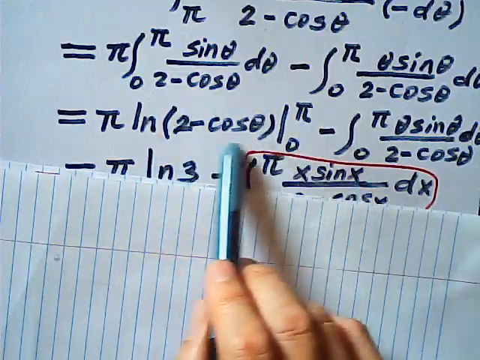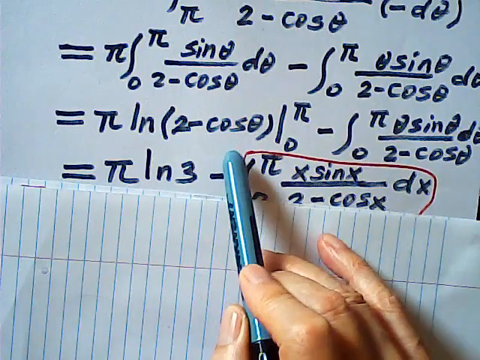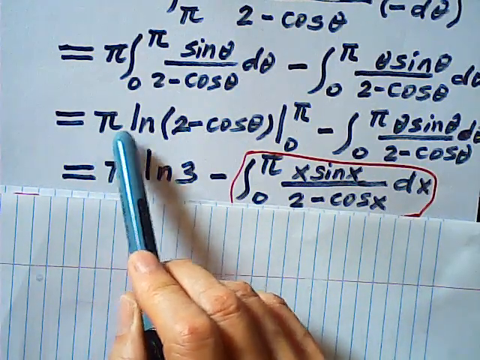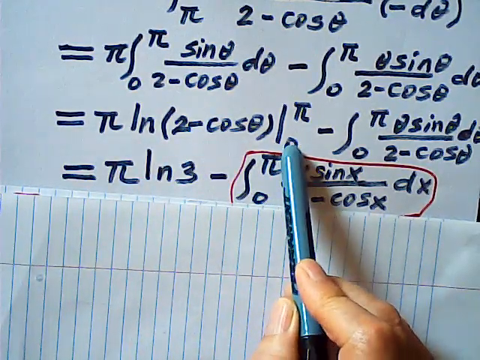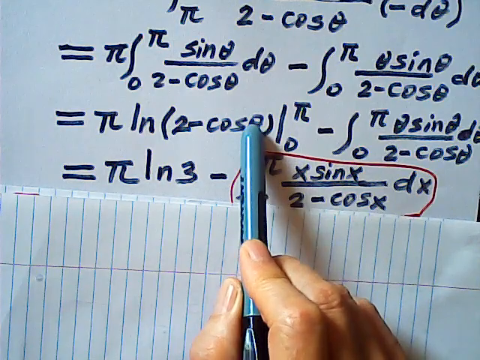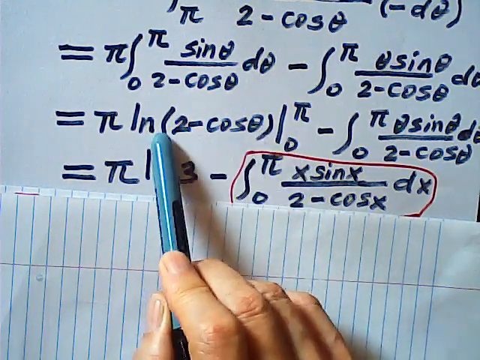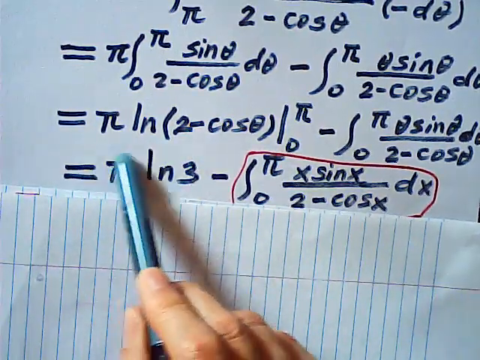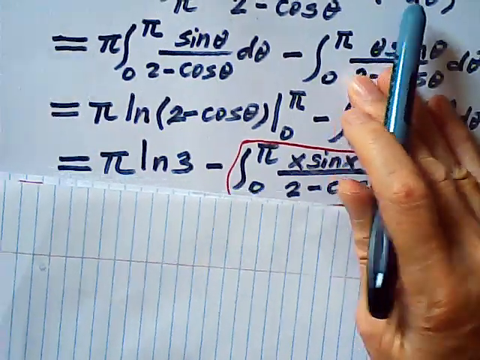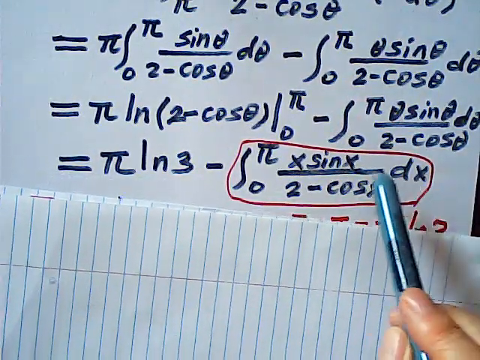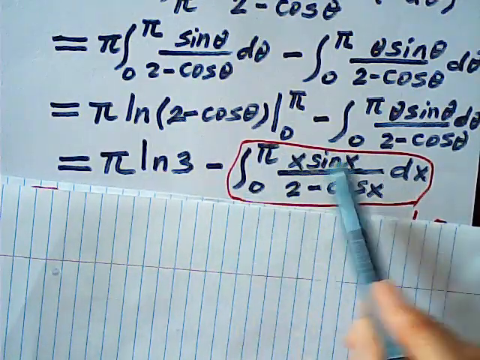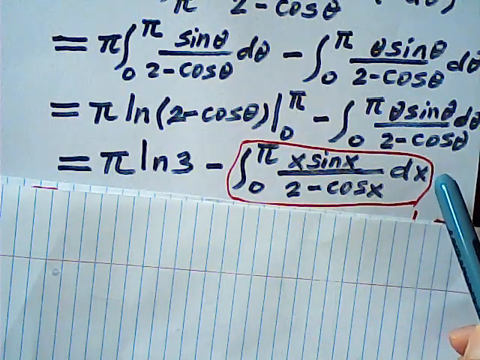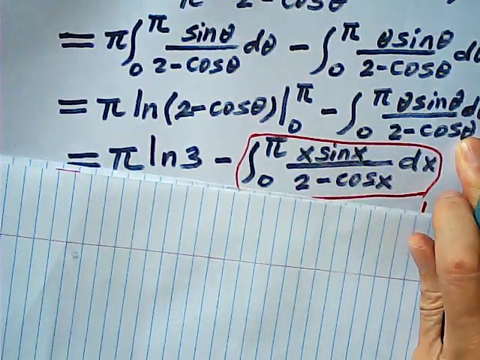Now, let me finish this term first. We plug pi there, it becomes 3. So pi times log 3, minus, cosine is 1, therefore log 1 is 0. So in other words, this term is pi log 3. And in this integral, I change the dummy variable theta to x. It looks more comfortable.